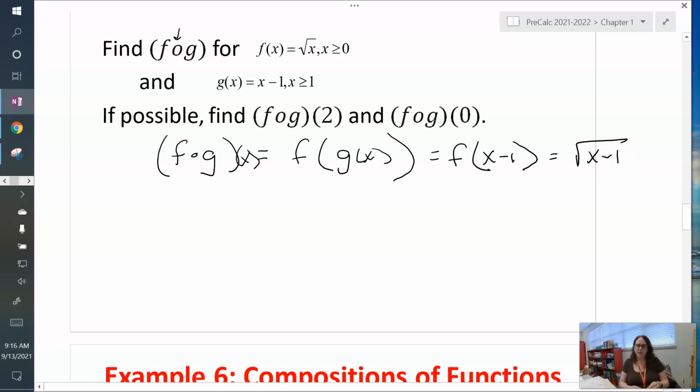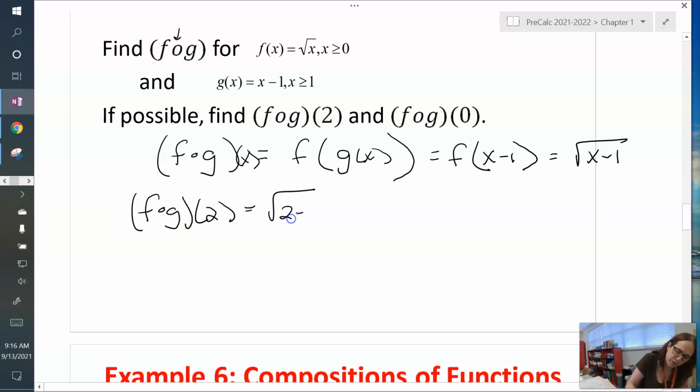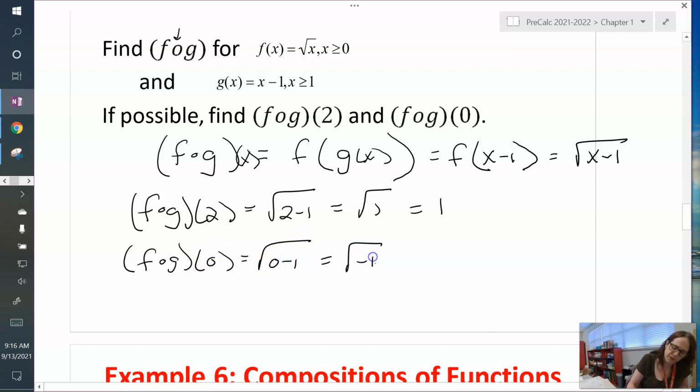And then we're going to find, if possible, f of g of 2. So f of g of 2, that's going to be the square root of 2 minus 1 equals square root of 1 equals 1. And then let's find f of g of 0. Square root of 0 minus 1 equals square root of -1, not allowed. So we can't always evaluate this.